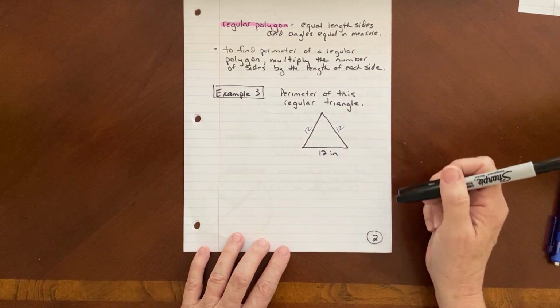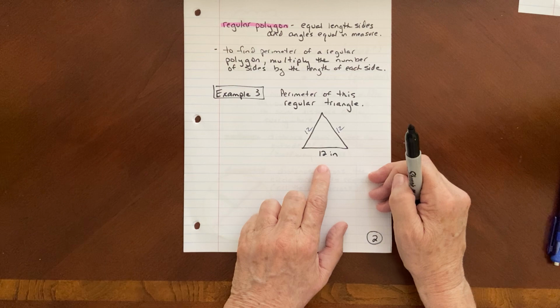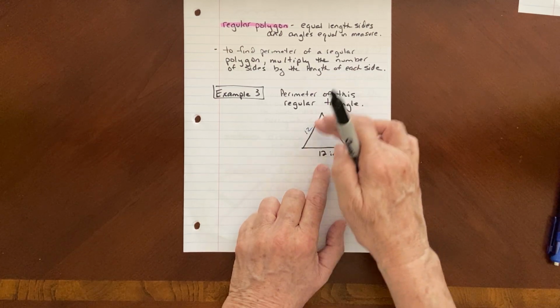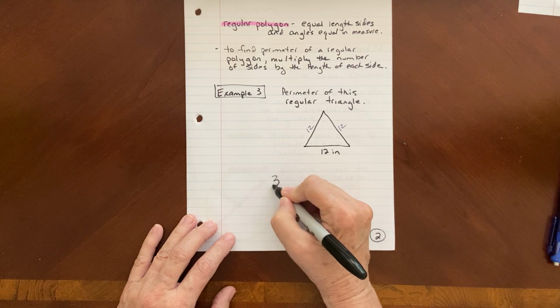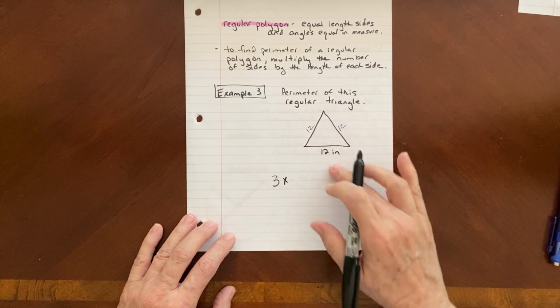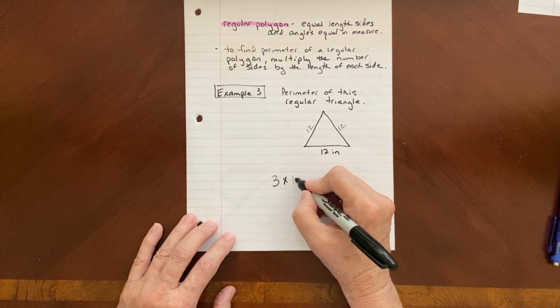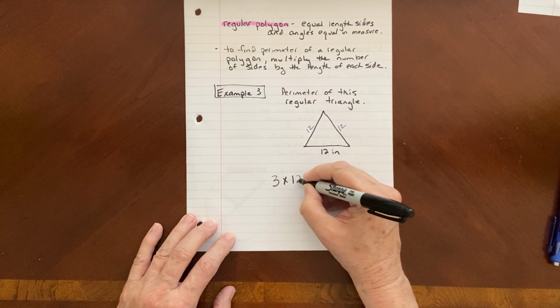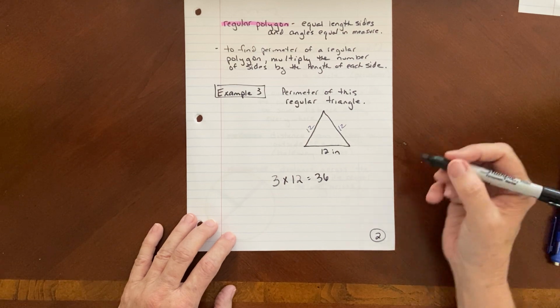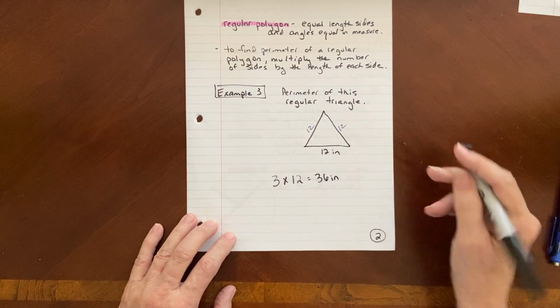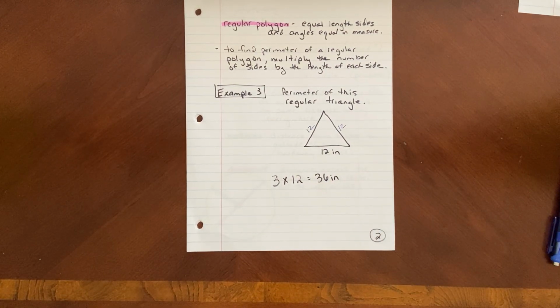But they said I can multiply the number of sides. How many sides do I have? 3. Times the length of one of the sides, or each side, since they're the same. So 3 times 12 is 36, and I think those were in inches. So I have to remember to put my label on, right?